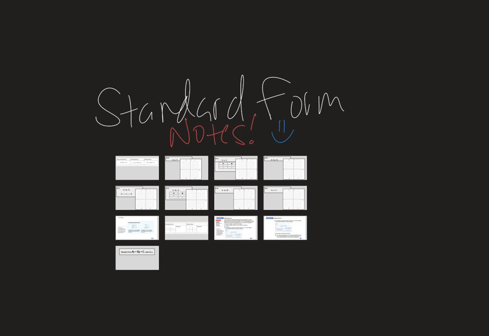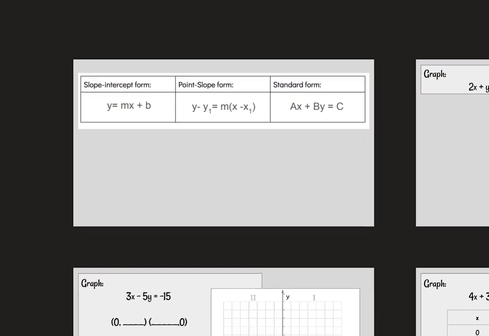Let's check out some standard form notes. First thing is, there's our buddy, slope-intercept form. We love him because pretty much he's the easiest one to work with. We all want to be his buddy. And then here's point-slope form, which, he's not bad. You know, if we have to, we'll hang out with him.